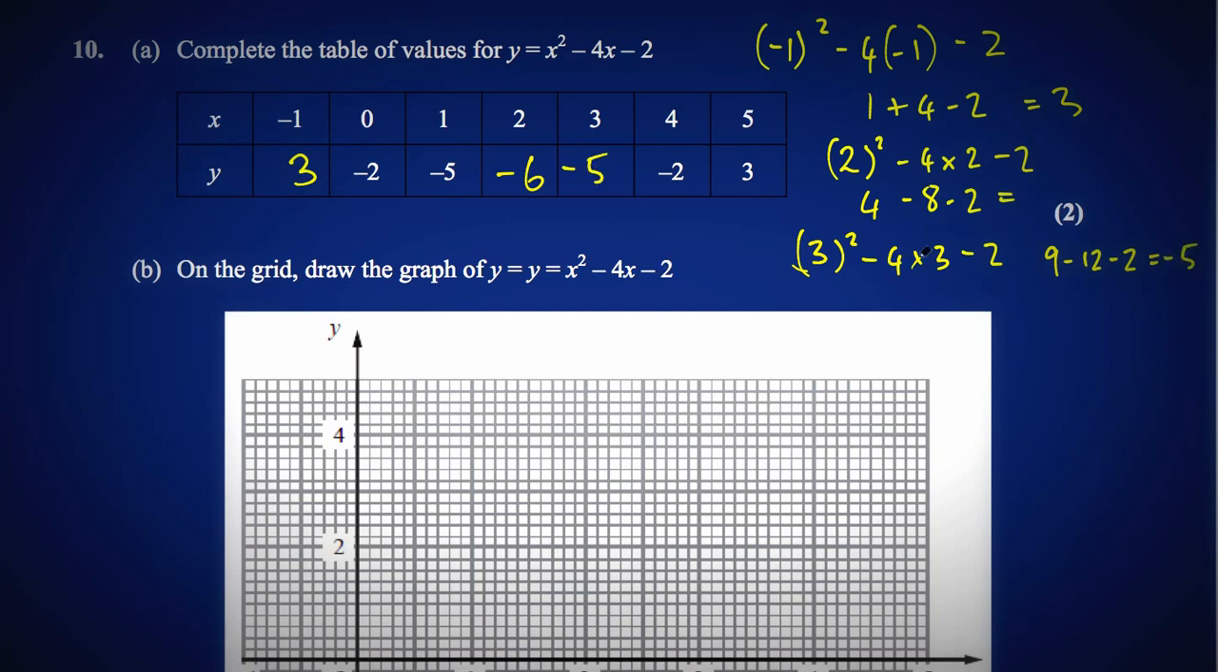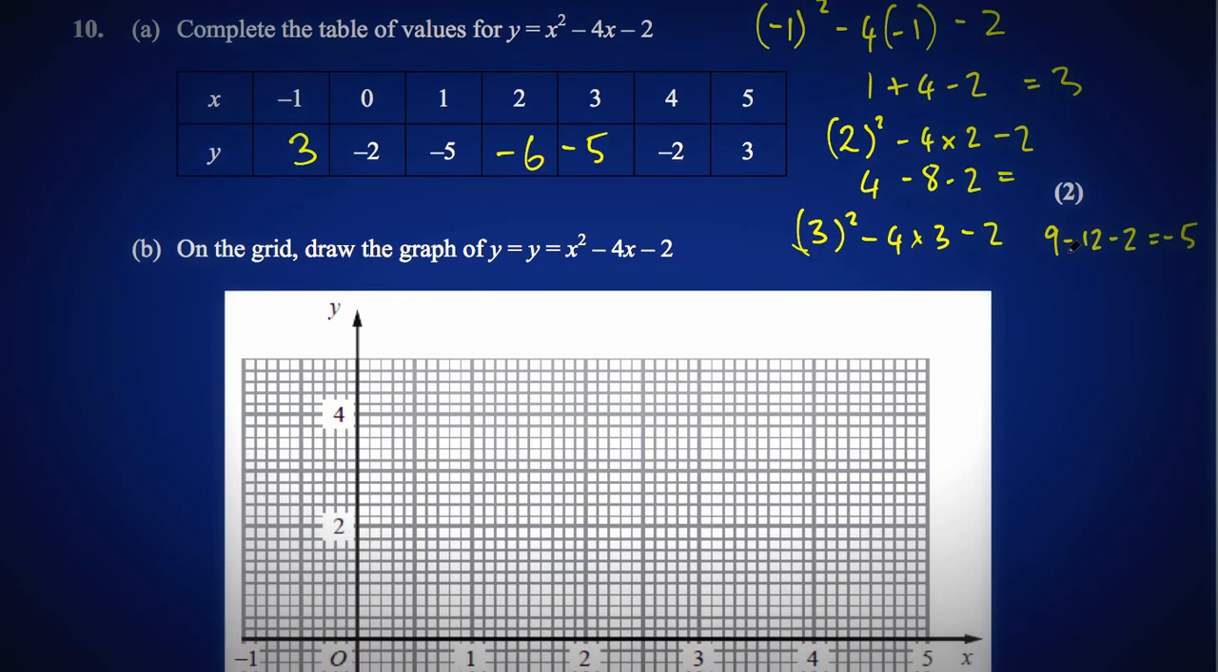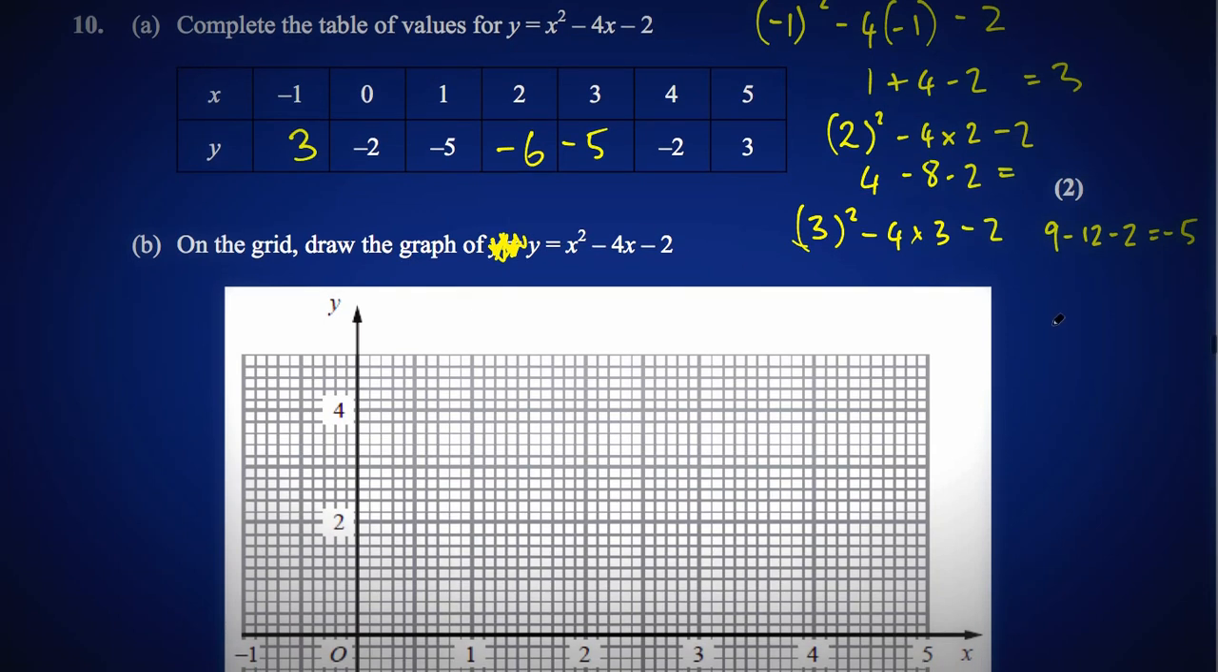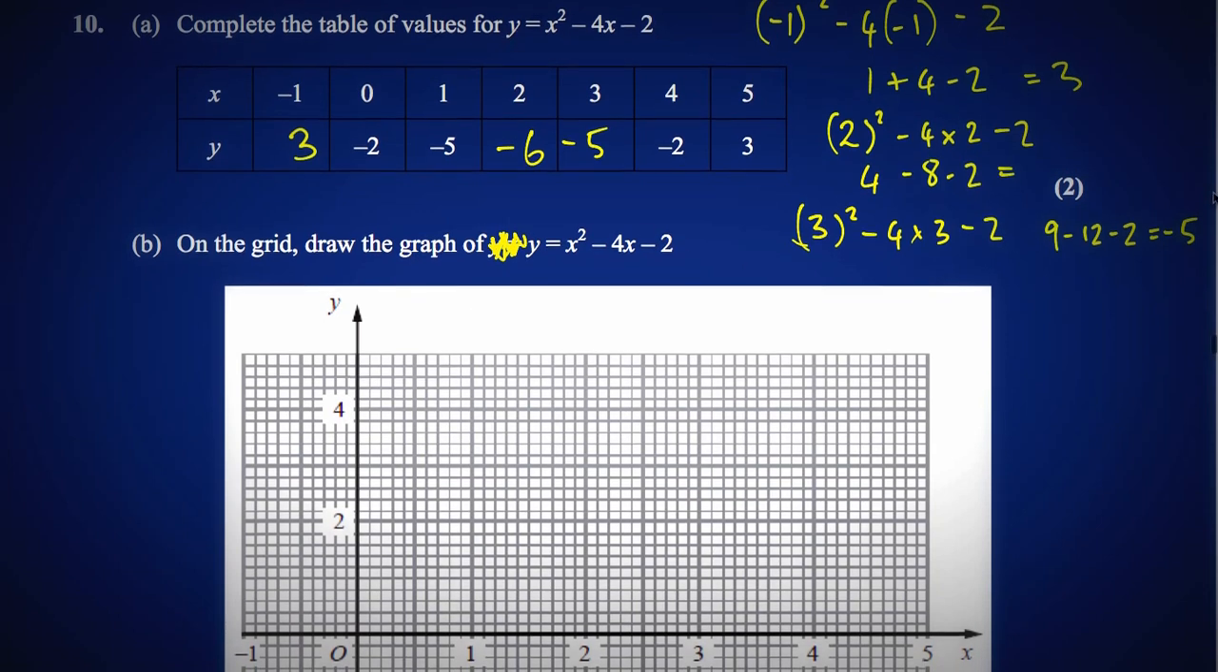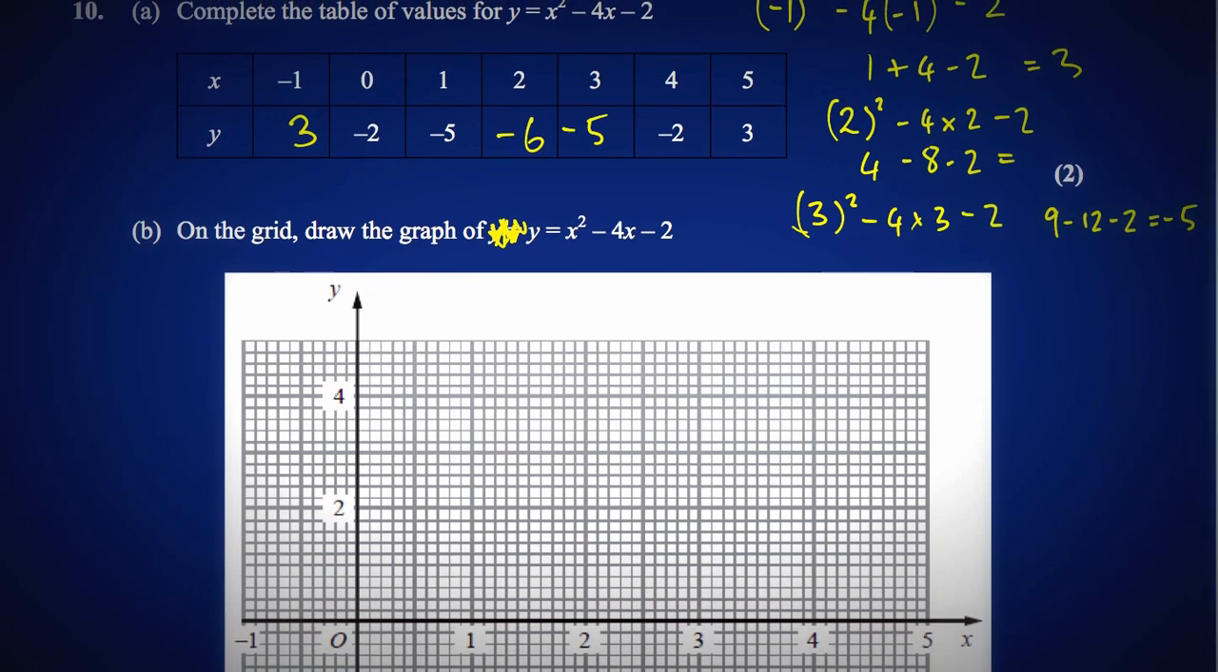On the grid, draw the graph of y equals x squared minus 4x minus 2. There should only be one y equals there, a misprint. So this is exactly what I've just found the points for. So first value is x is minus 1 and y is 3. It's there. 0 and minus 2.